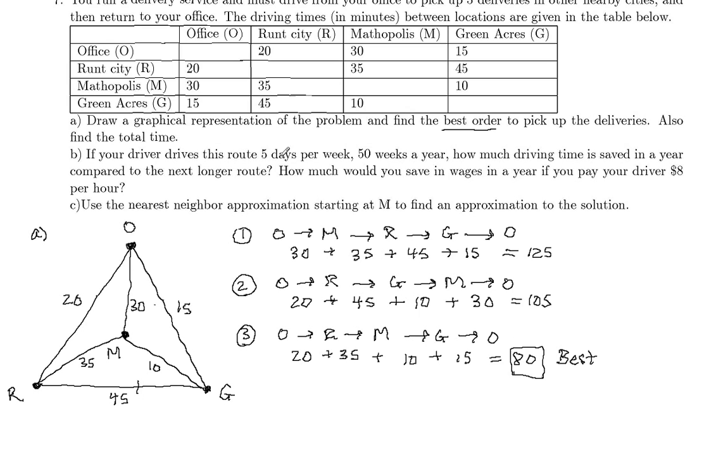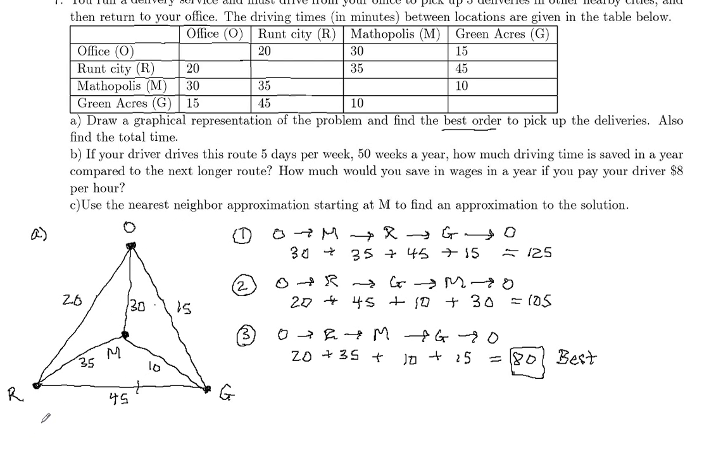Part B. Your driver drives this route 5 days per week, 50 weeks a year. He gets a couple weeks off for vacation. How much driving time is saved in a year compared to the next longer route? And how much would you save in wages if you pay the driver $8 an hour? Okay, well, the next best route from the 80 minutes is the 105 minutes.